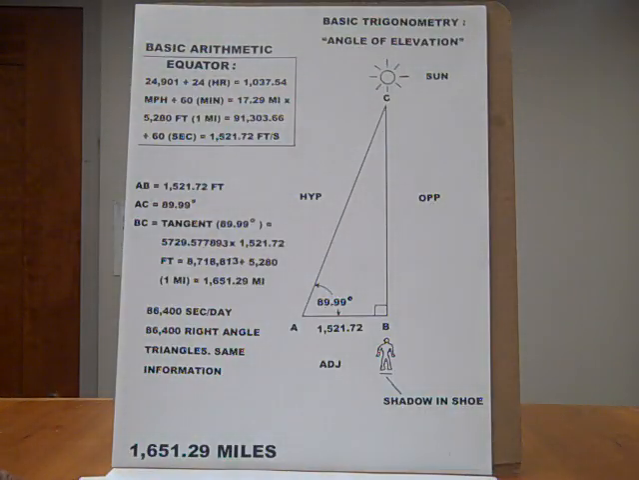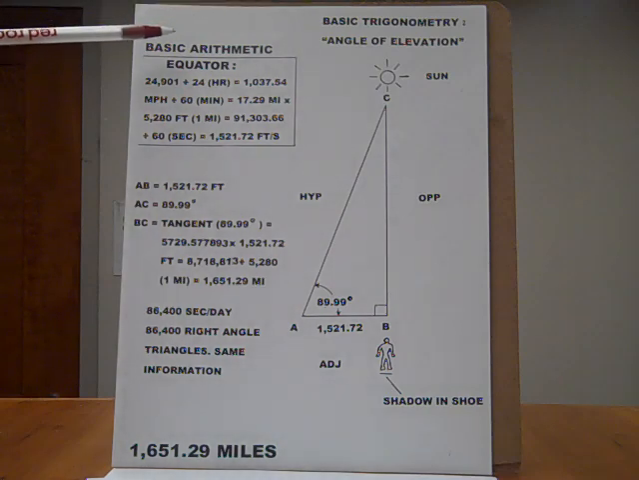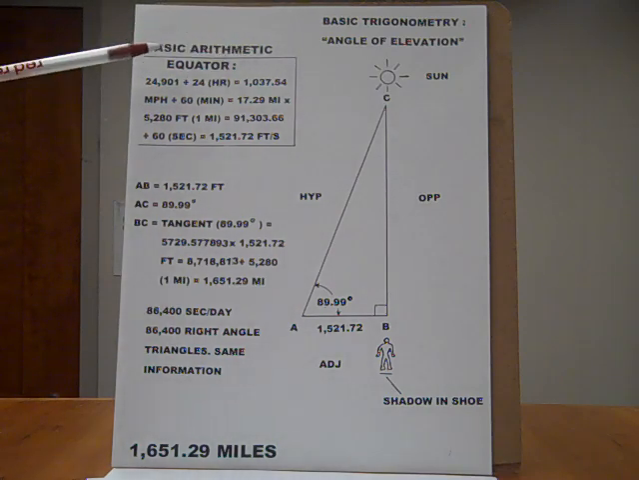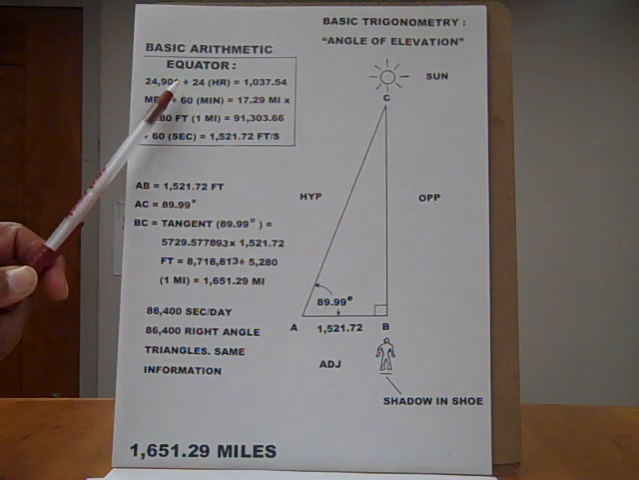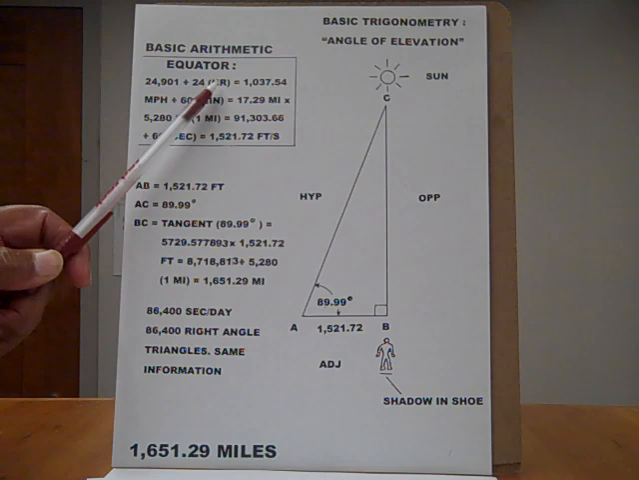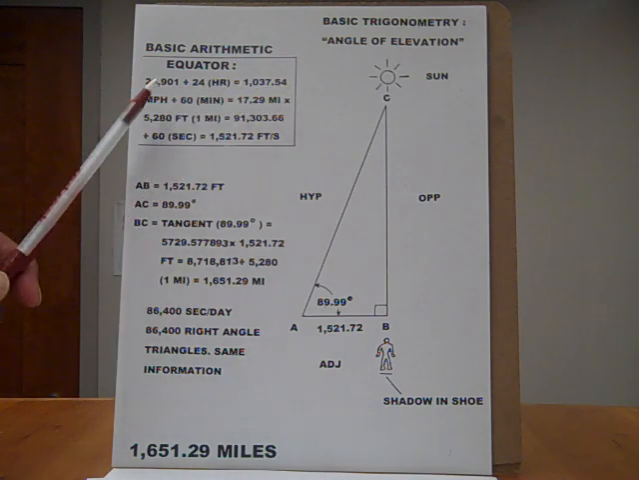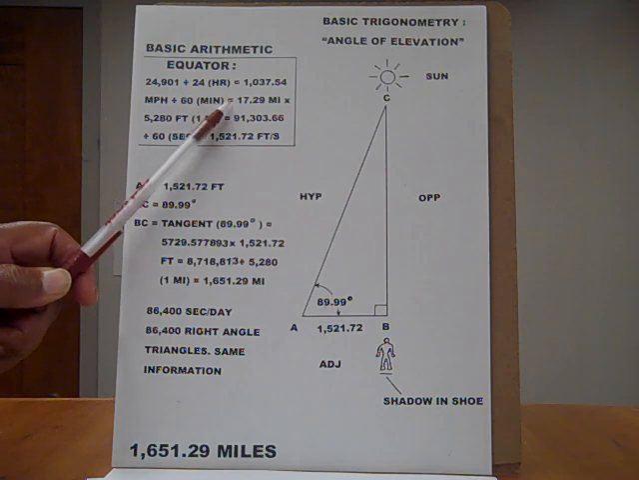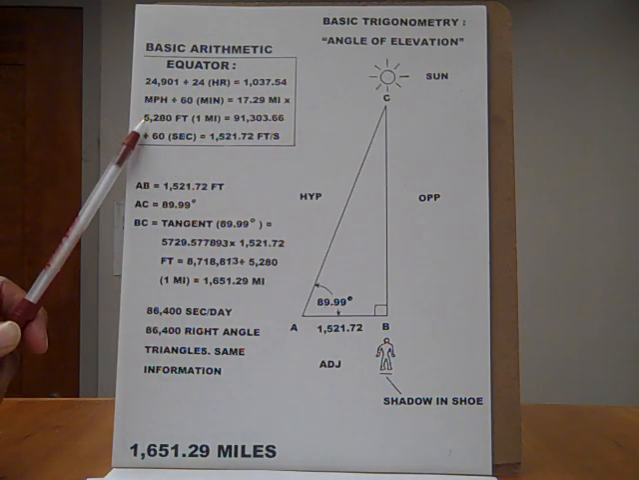Now, this here is basic arithmetic. This here's the equator. The equator is considered 24,901 miles in circumference divided by 24 hours equals 1,037.54 miles per hour divided by 60 minutes equals 17.29 miles per minute times 5280 feet.